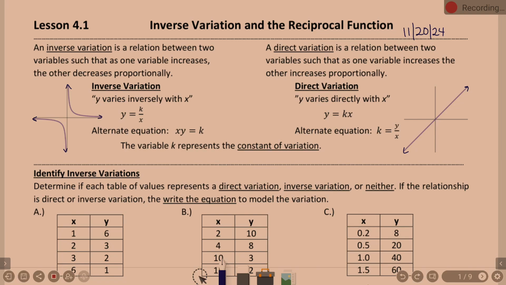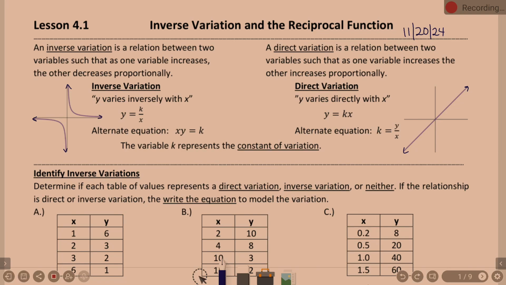Chapter 4 is all about rational functions, I believe is what's probably in the chapter. Okay, we're looking at the very basic today, just the reciprocal function, okay? When the x is in the denominator, what the graph looks like, and going from there.